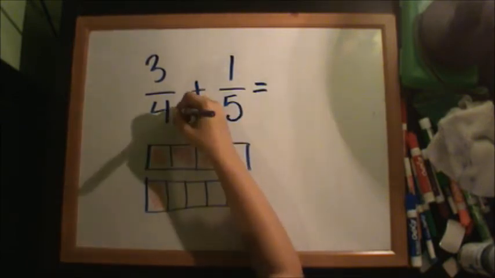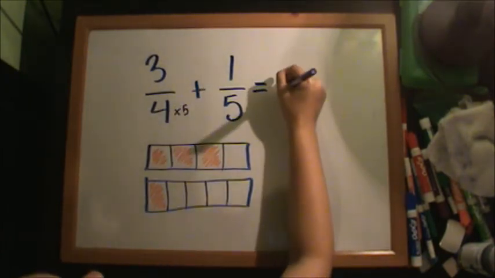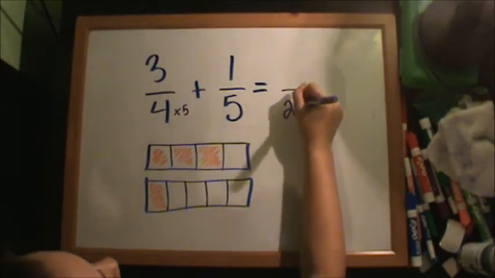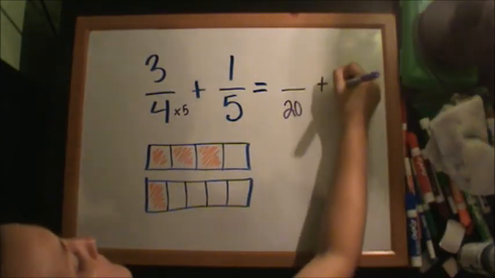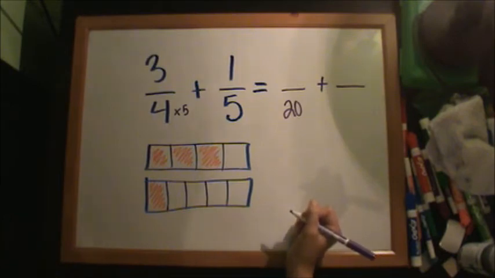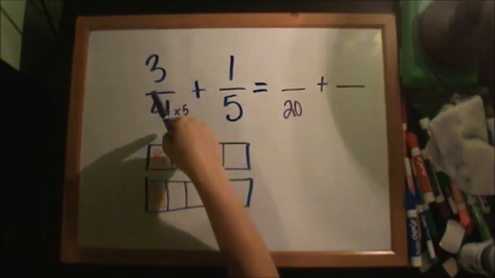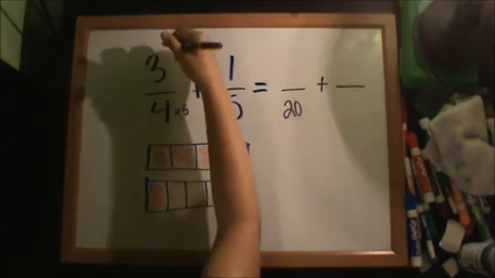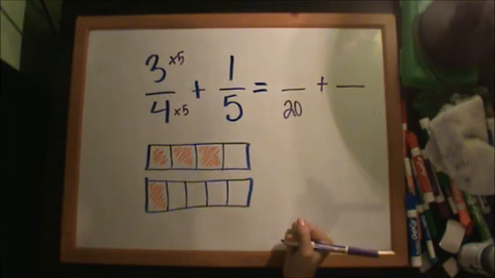I'm going to multiply this 4 times 5, and that's going to give me 20. So I'm going to go ahead and write that over here. And what you do to the bottom number, you have got to do to the top number, because it's not going to be the same fraction if you do not carry that out.